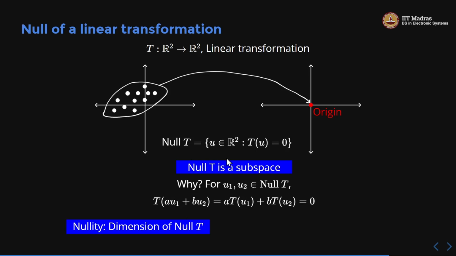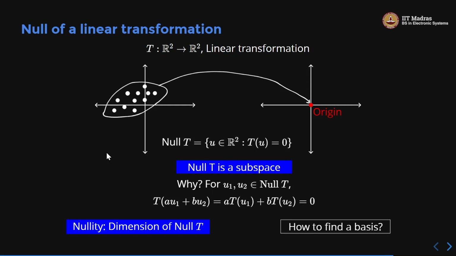So null T is a subspace. Okay, so very easy proof. And what is nullity of a linear transformation? It's basically the dimension of the null space of T. Just like you had range space and rank, you have null space and nullity. So how to find a basis for the null space is an interesting question.